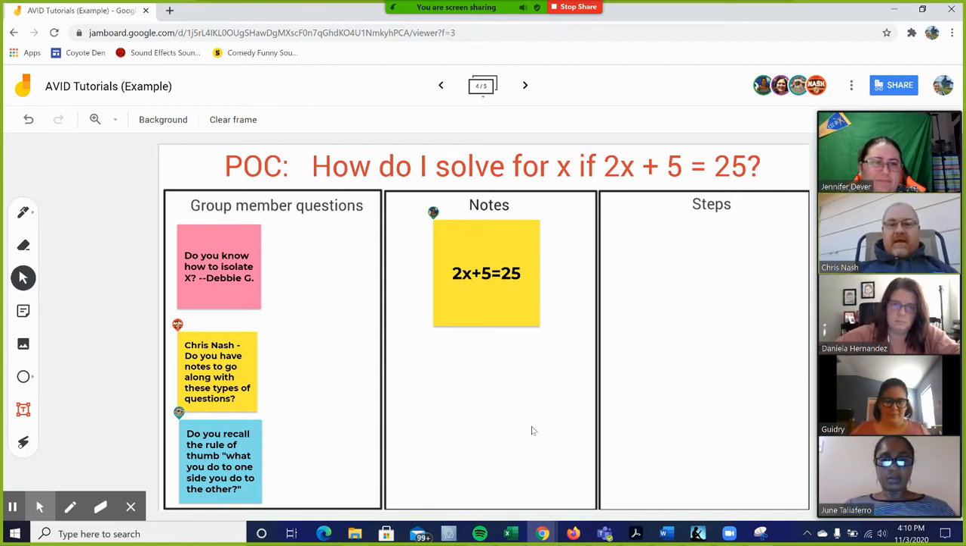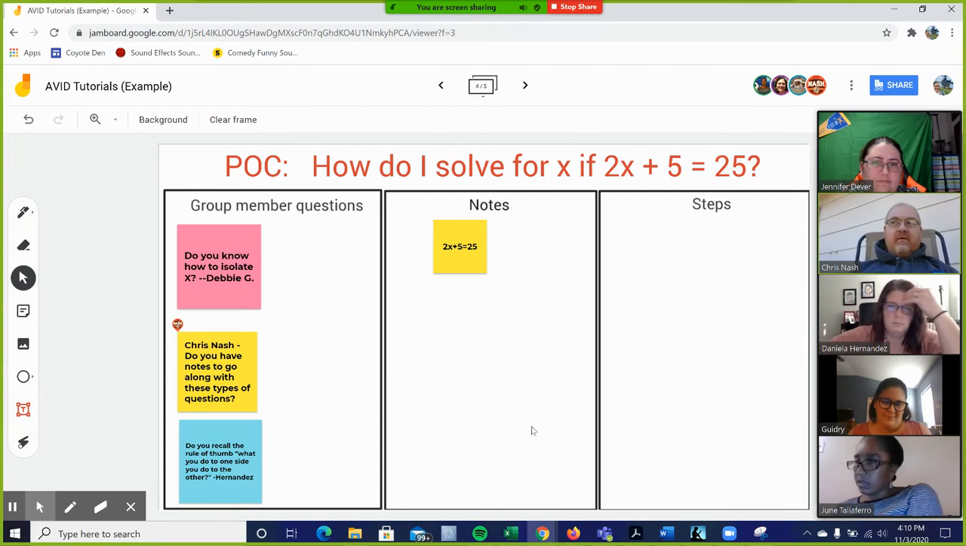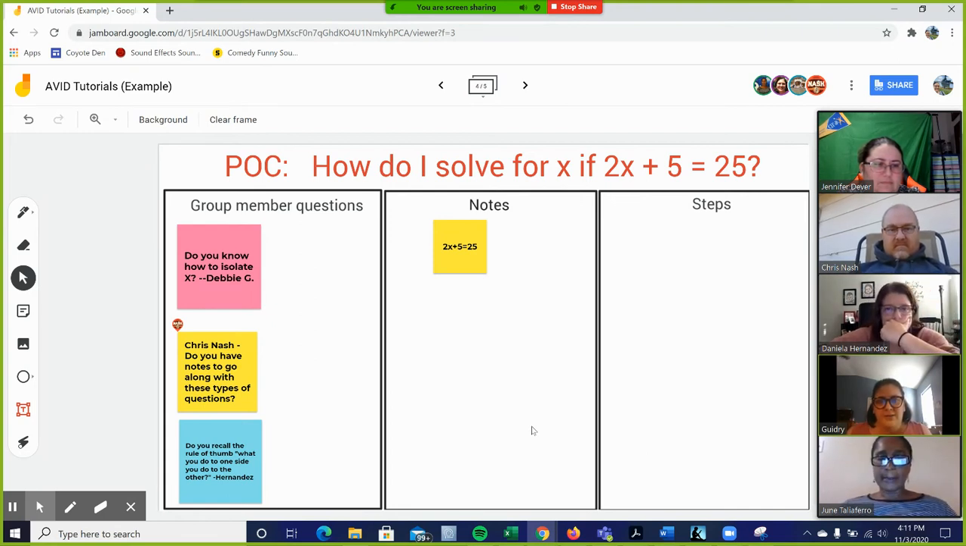Ms. Talaferro, when you look at the problem, do you notice two sets of numbers that look very similar? Yes. The 5 and 25. So then if they're similar, could you subtract 5 from the left and then, following what Ms. Hernandez said, subtract 5 from the 25? Yeah, so I could do 2x plus.